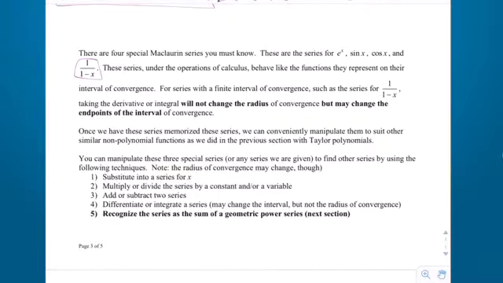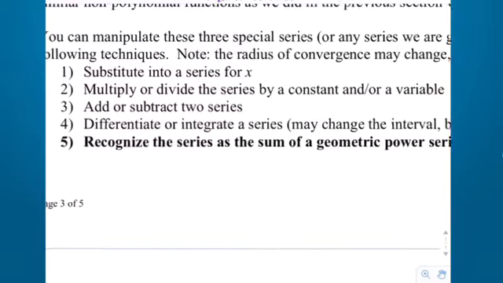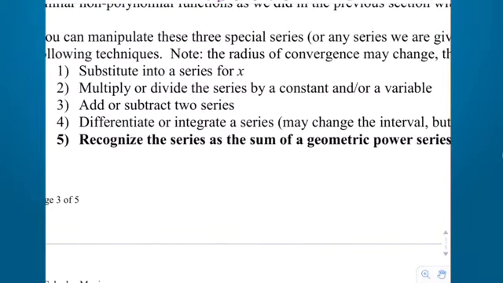So aside from derivatives and integrals, here are some of the things that we could do with a series. And we kind of did them with polynomials. You could substitute into a series for x. So you can replace x with 5x, x minus 2, whatever. You can multiply or divide the series by a constant and or a variable. We saw that in the previous section. We multiplied through by x. You just do it for every term.